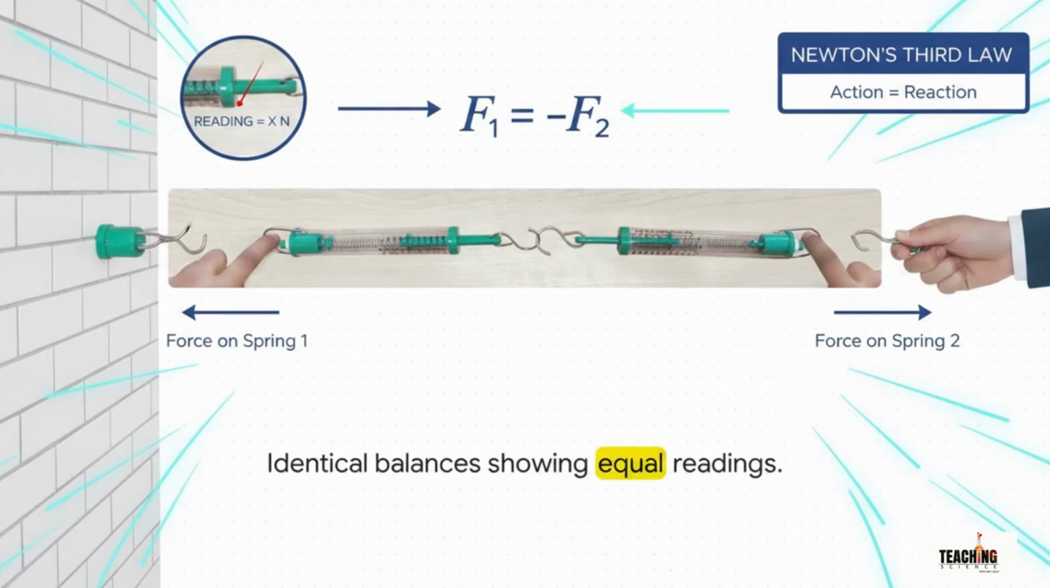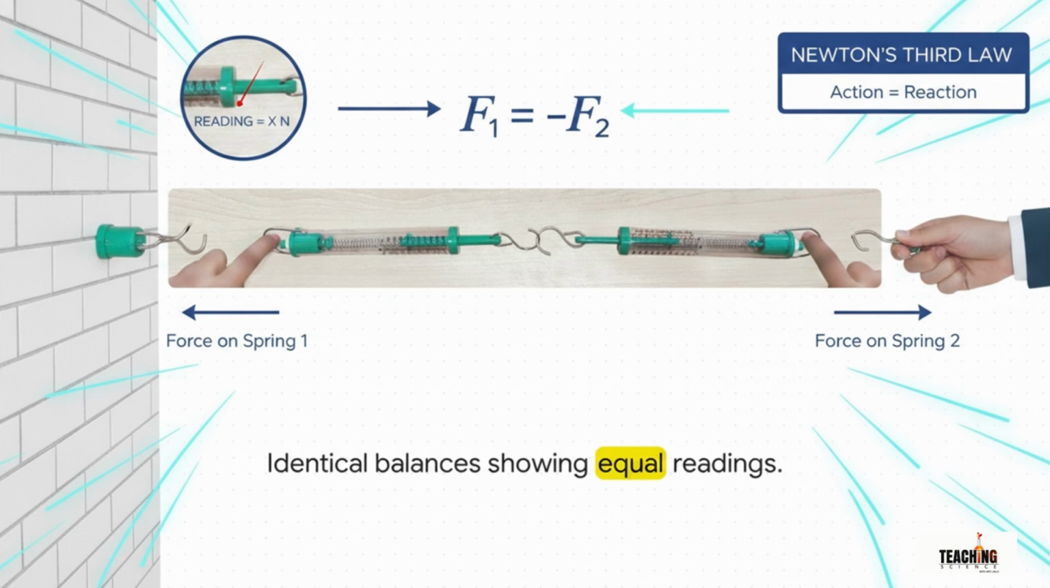Now, what's really fascinating is how we can actually visually prove this in the lab. In Activity 6.6, we take two identical spring balances and hook them together. If you anchor one to a wall and pull the free end of the other one with your hand, guess what happens? Both spring balances will show the exact same reading. Even though they are pulling in entirely opposite directions, the force the first spring exerts on the second is exactly equal to the force the second exerts on the first.